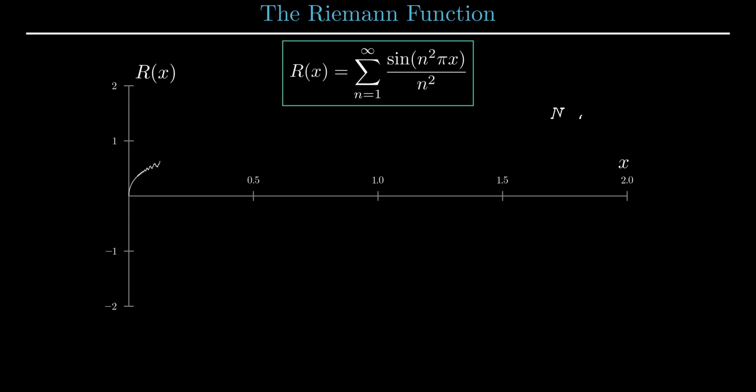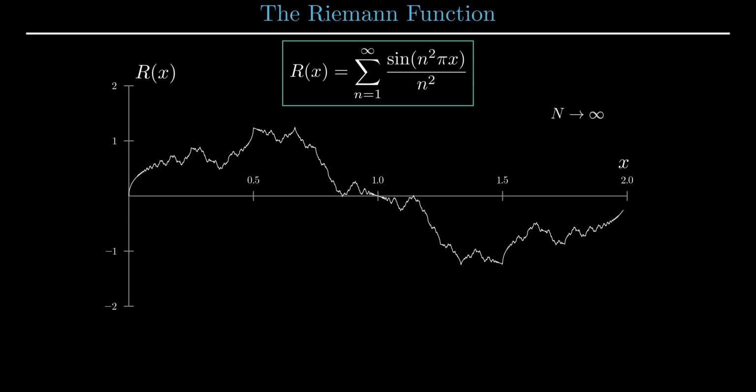Now, let's increase the number of terms significantly. With 30 terms, the true nature of the function emerges. Notice the jagged, fractal-like structure. While this function is continuous everywhere, visually it reveals the infinite complexity hidden within that simple summation formula.